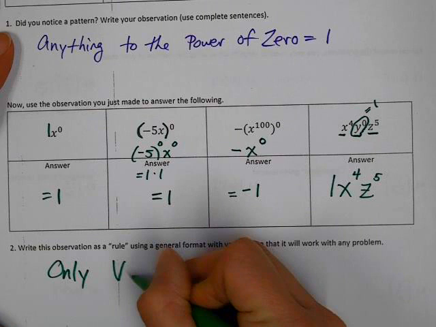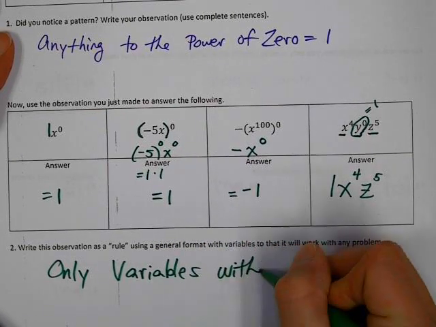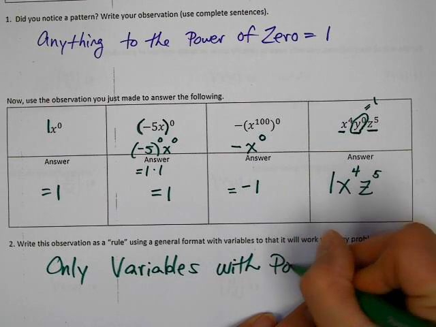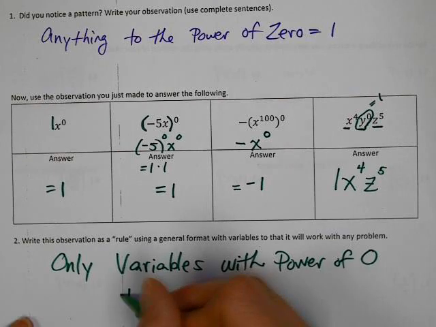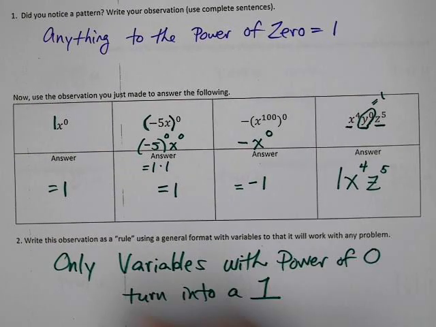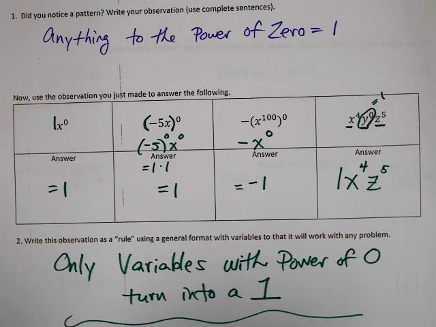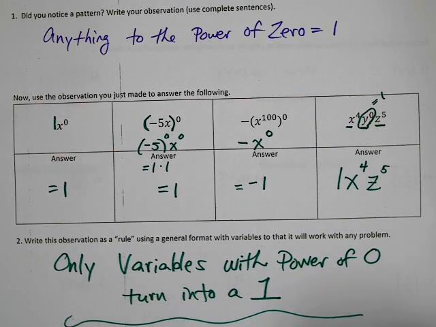Only variables with a power of 0 turn into a 1. Okay, only the variables that have a power of 0 turn into a 1. Okay, so the first rule we're learning today is if you have a 0 power, you turn into a 1.